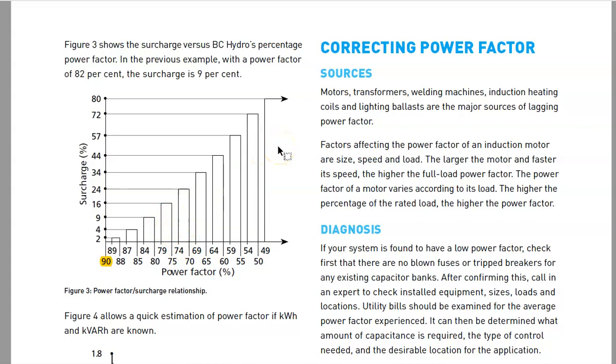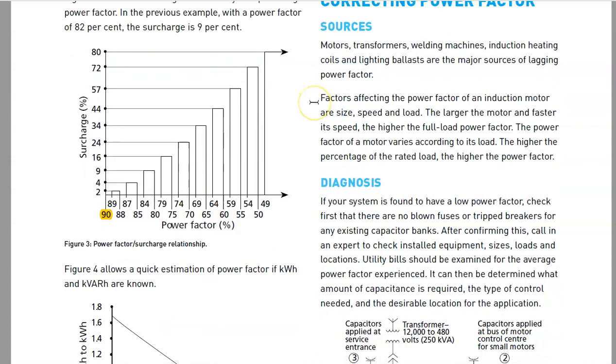By the time you start getting down to a 75% power factor, you've got a 16% surcharge that's just going to be added onto your bill at the end of the day. As it gets worse and worse, you'll note that they quit here. By the time they get down to 50%, they're up to this 80%, and after that, they're just going to go straight to that $5. They're not going to go down past that 50%. They're just going to say, look, we've got to get this thing fixed up.